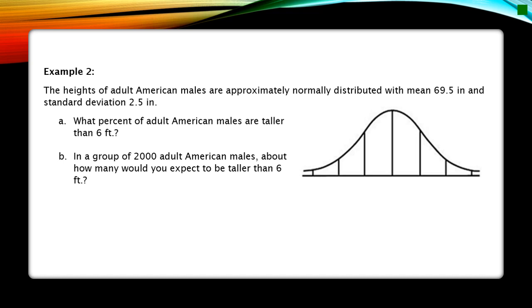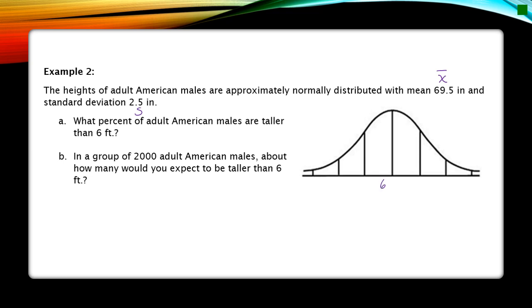The heights of adult American males are approximately normally distributed with mean 69.5 and standard deviation 2.5 inches. Part A goes straight into asking us questions that require us to have our normal curve labeled. So let's do that first.